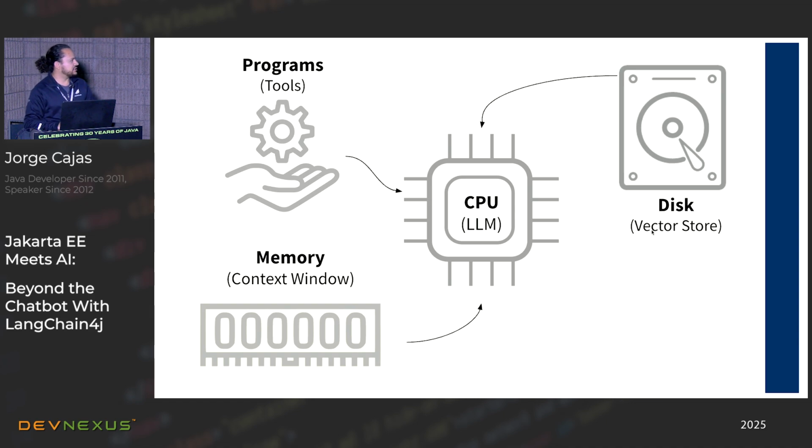So we have the CPU, the memory, the disk. We have a computer, but we need some programs for the computer to be useful, because just the computer there does nothing. And for us, the programs are going to be tools that are basically some functions or some methods that we can share with the LLM, so the LLM can make use of our backend.